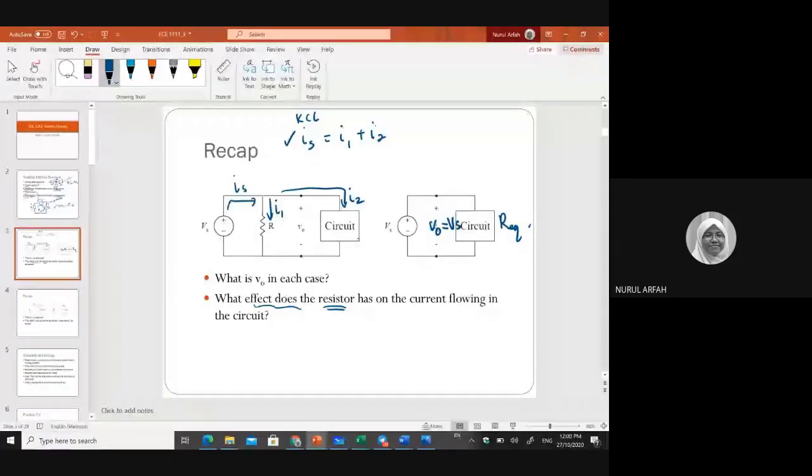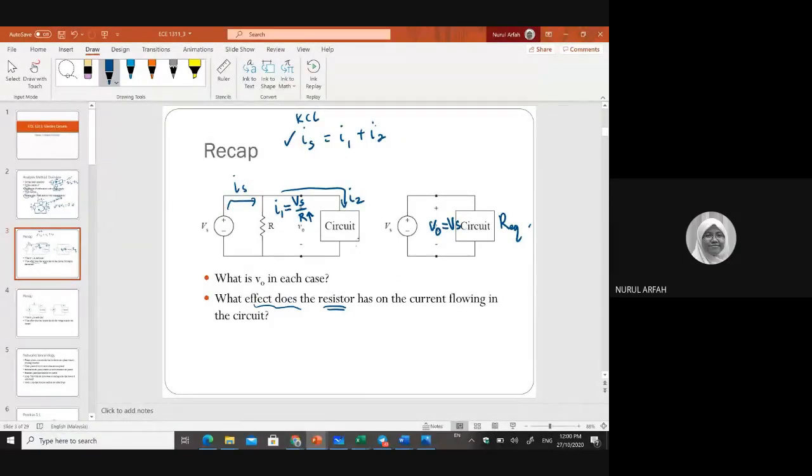If you relate with Ohm's law, I1 is equal to what? Voltage over R. Yeah. What happens if you increase R? I decrease. I increase or decrease? Increase.